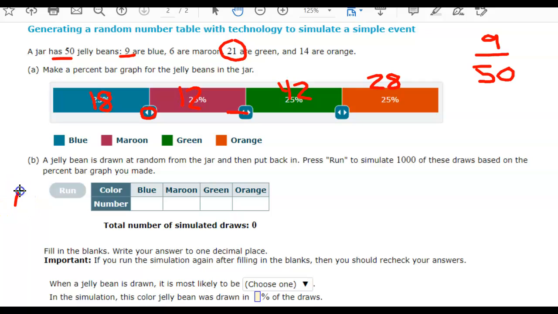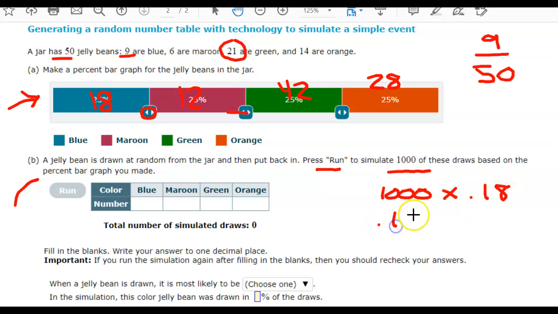So with this one here, you guys, a jelly bean is drawn at random from the jar and then put back in the jar. So in our simulation, we're going to click on run, and we're going to have it simulate 1,000 tries based on this percent graph that we made up here. Okay, so if we have 1,000 tries and we've got 18%, we can just do 1,000 times 0.18. Okay, or you can do 0.18 because it's 18% of 1,000. Either way, it's going to work for you.